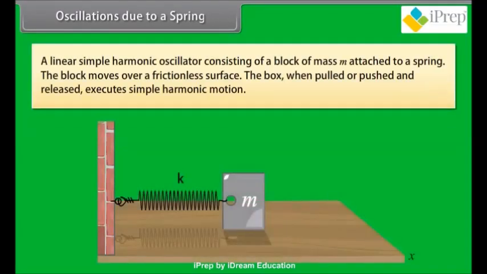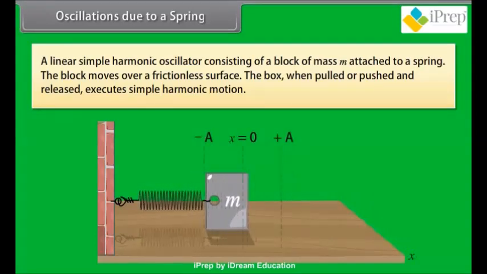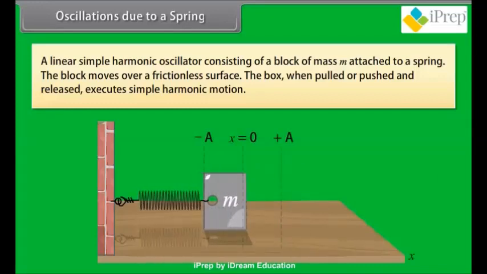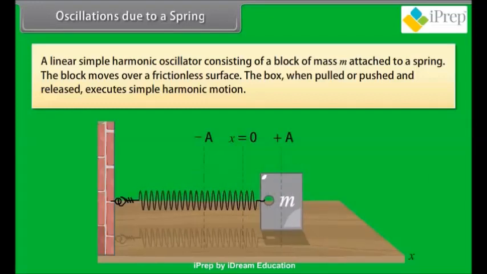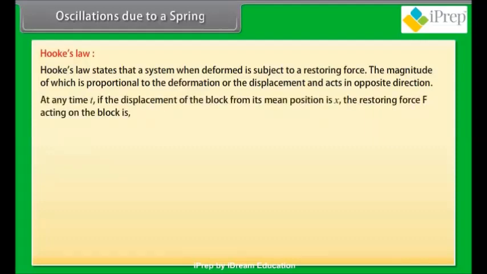A linear simple harmonic oscillator consisting of a block of mass m attached to a spring. The block moves over a frictionless surface. The block, when pulled or pushed and released, executes simple harmonic motion. Hooke's law states that a system, when deformed, is subject to a restoring force, the magnitude of which is proportional to the deformation or the displacement and acts in opposite direction. At any time t, if the displacement of the block from its mean position is x, the restoring force F acting on the block is F(x) = −kx.